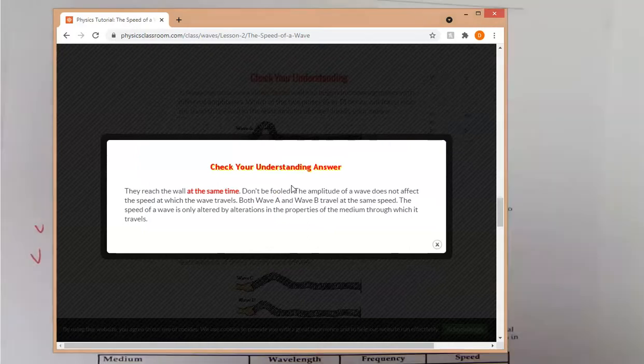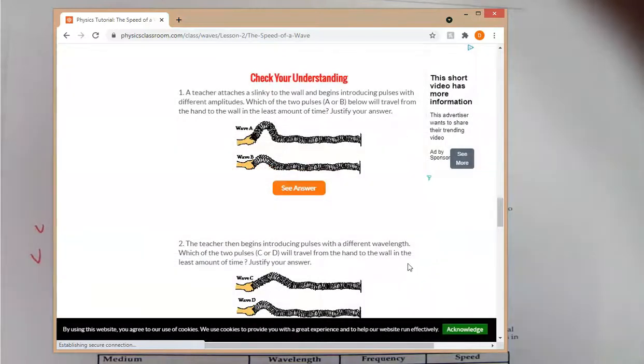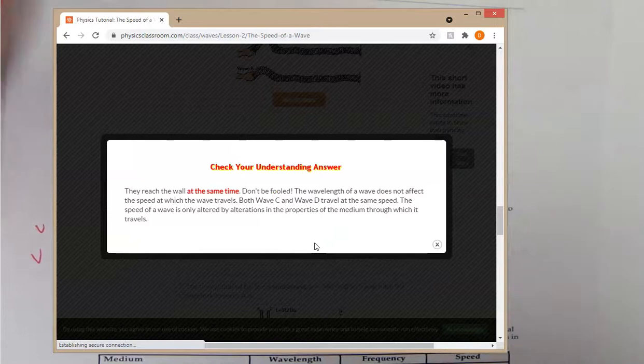They reach the wall. This is A, number 1. They reach the wall at the same time. Don't be fooled. The amplitude does not affect the speed. They have the same speed. There we go. Okay? Now let's look at B. This lying key tried to betray you. They will reach the wall at the same time.